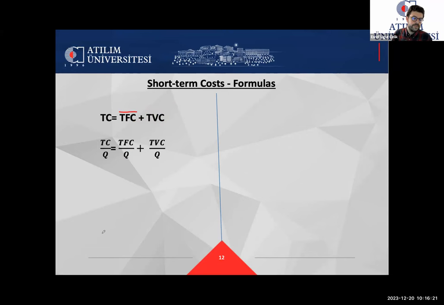When we divide all the equations by quantity, we are able to find the averages. When we divide total cost by quantity, we find the average total cost. When we divide total fixed cost by quantity, we find average fixed cost. And when we divide total variable cost by quantity, we find the average variable cost. So we can denote it like that. Please, you should memorize these formulas.